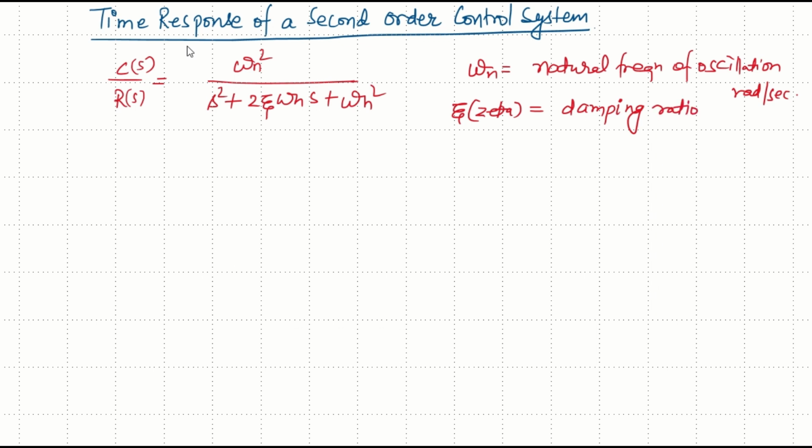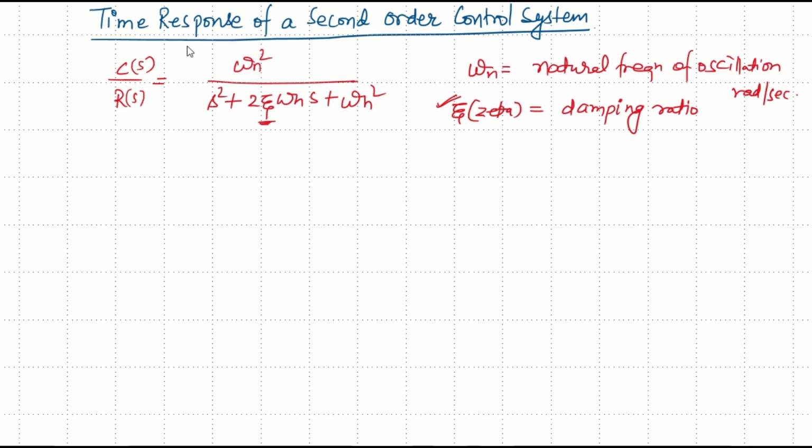Now, in the previous lectures, we already discussed the response of the first order system. The response of the first order system is always exponential, but the response of a second order system may be exponential or it may be oscillatory. It depends on the value of this damping ratio, whether the response is oscillatory or exponential. So the kind of response of a second order system depends entirely on this damping ratio zeta.